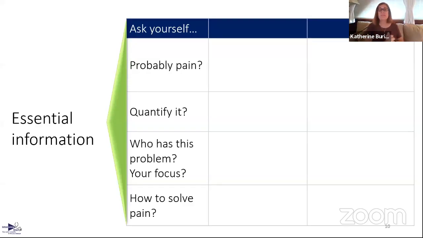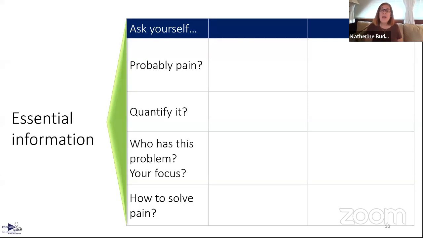So I have a couple ways of looking at this. I consider 4 questions that every person who's using LinkedIn needs to clarify before you do anything. What is the probable pain that your target, either target employer or target client, has? Can you quantify it? What is the value of that pain? Who has this problem? What's going to be your focus in addressing their problem? And how can you solve the problem? So it's kind of like a what, a quantifier, a who, and a how. It is our old friend who, what, where, when, why, and how.